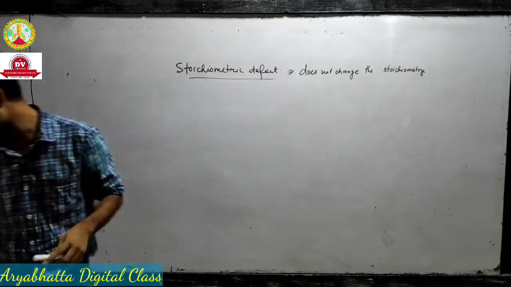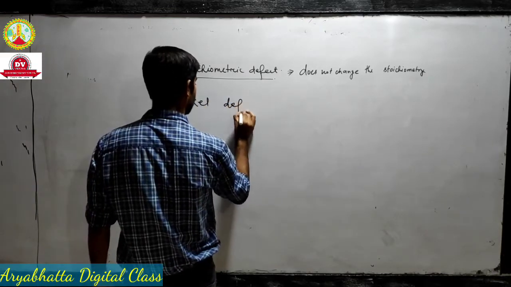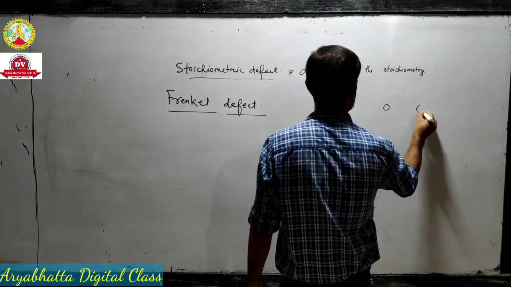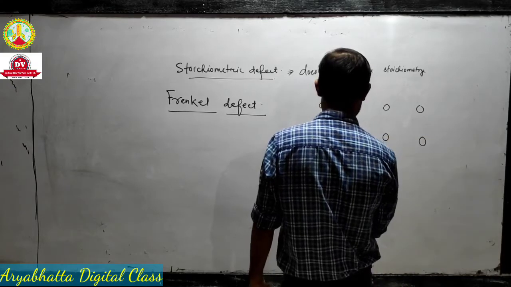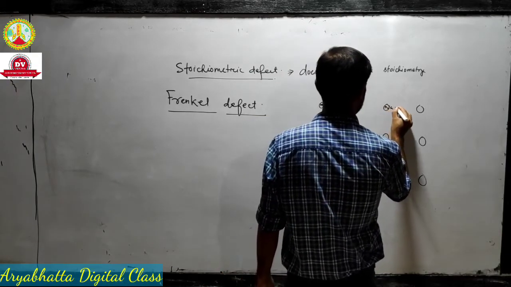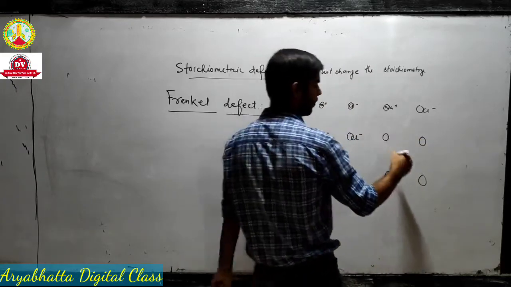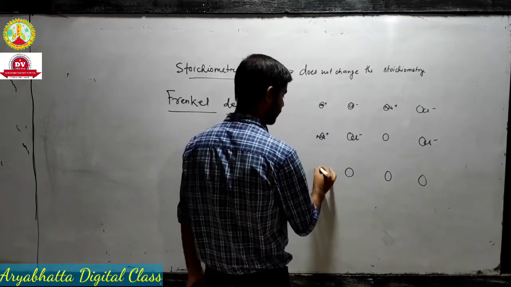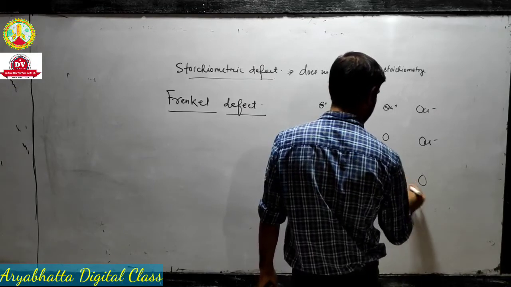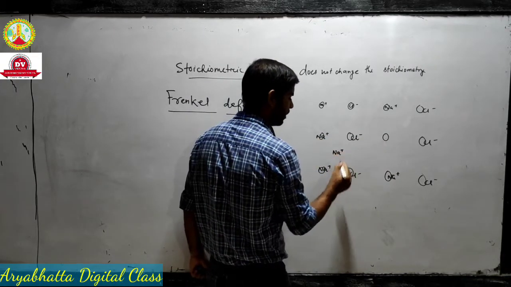One is called Frenkel defect. In Frenkel defect what happens? Suppose this is sodium, this is chlorine, sodium, chlorine, sodium, chlorine. It should be sodium here, but suppose sodium is absent. Then chlorine, sodium, chlorine, sodium, chlorine. So one sodium is not here, and this sodium for some reason appears here.